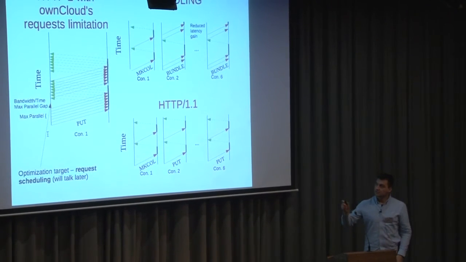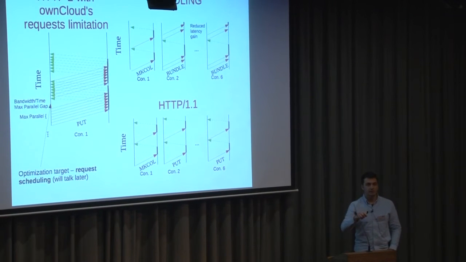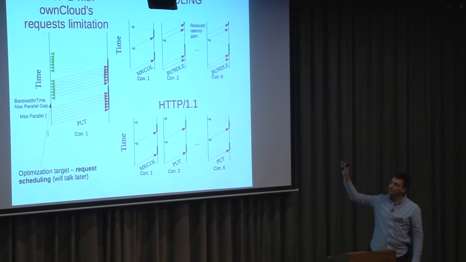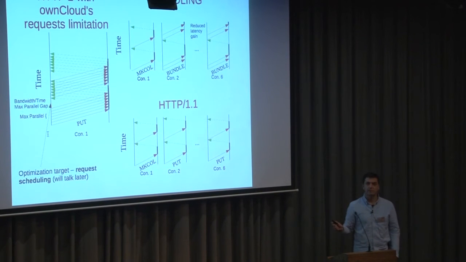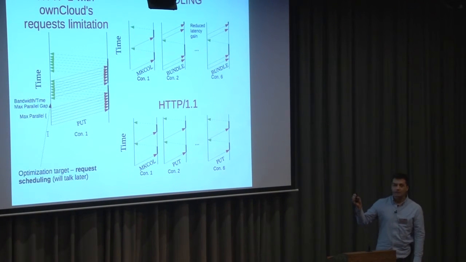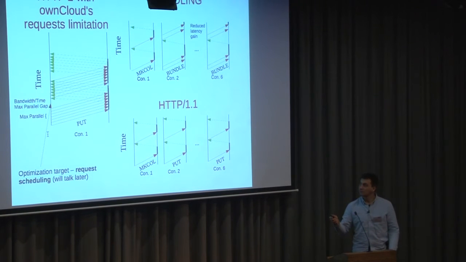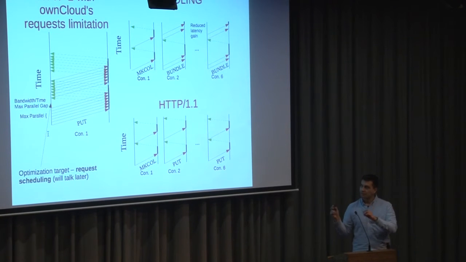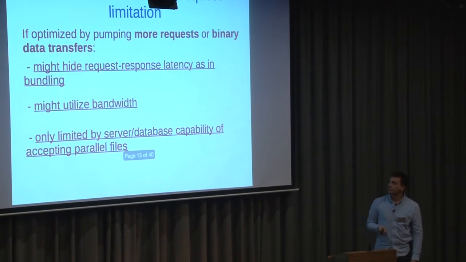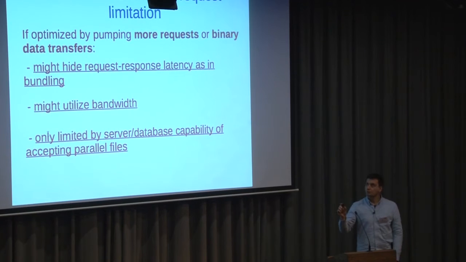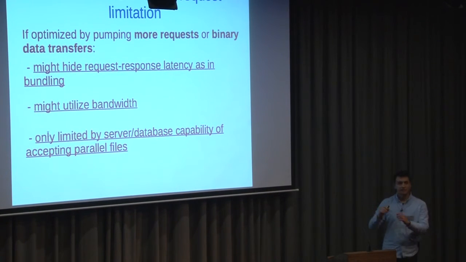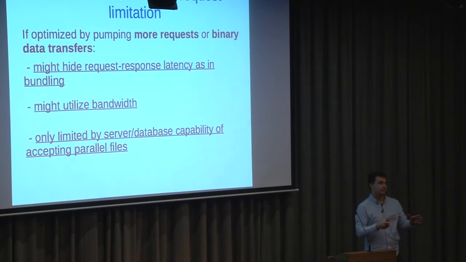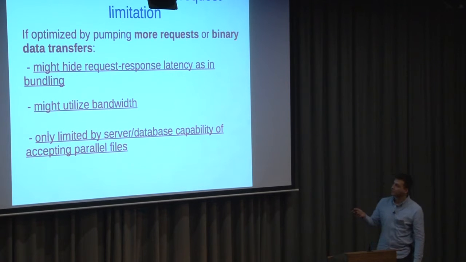What HTTP2 does is open just one connection, and without any order, you can pipeline as many requests as you want. However, in Uncloud we need to put some kind of limitation there, which results in a bandwidth and time gap with max parallel requests, which we will talk about later. This gap could be optimized by pumping in more requests, or by putting in some binary transfers. This idle time is spent on transferring the data or doing some bookkeeping on the server side.